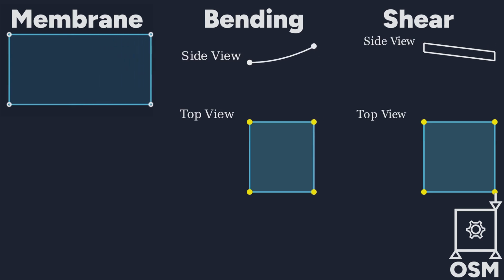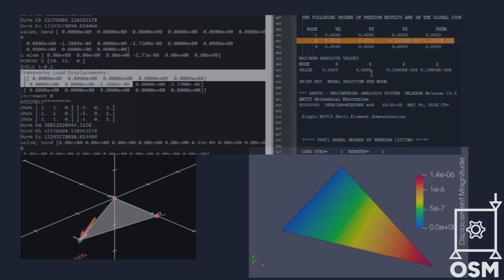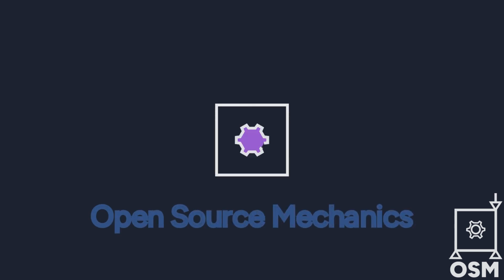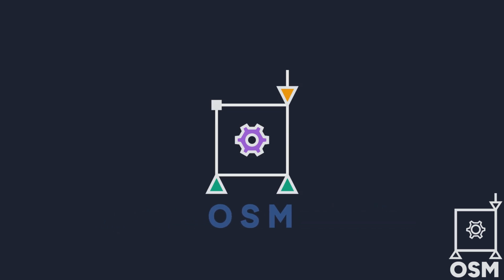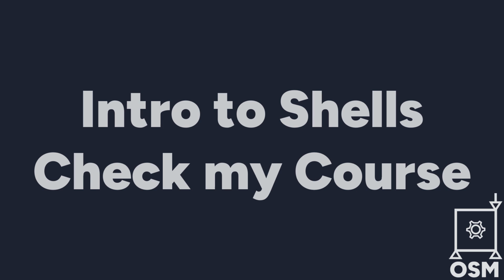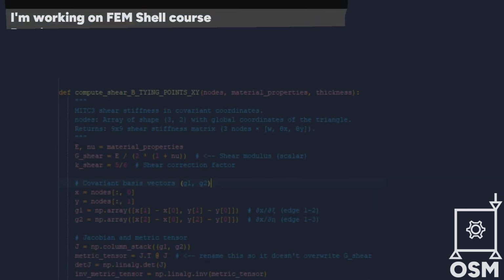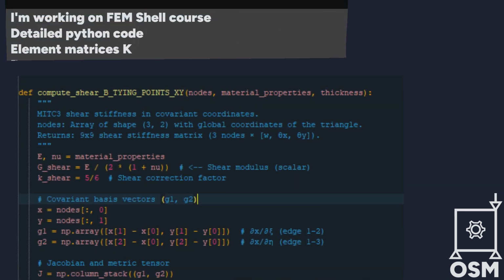This is the math behind shell elements, and it matches ANSYS exactly. Shell elements are essential for simulating thin-walled structures like car doors or airplane skins.